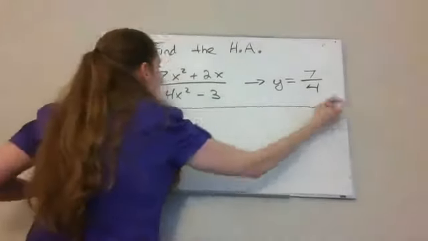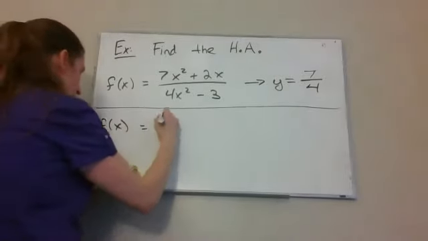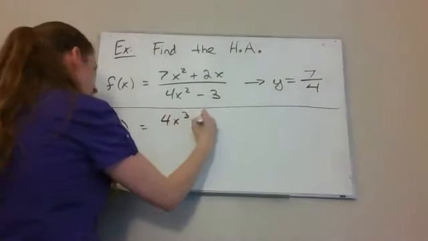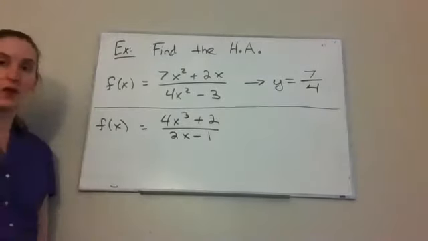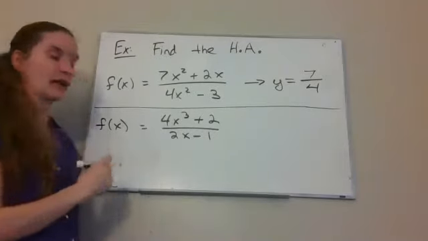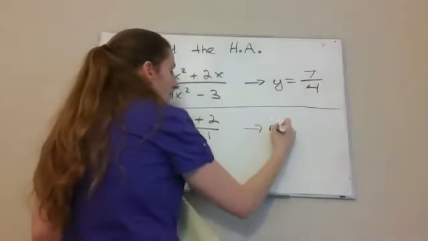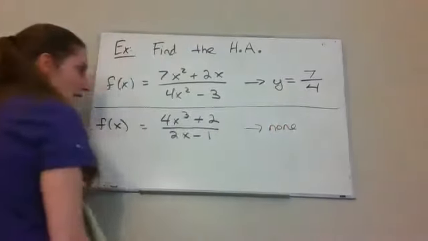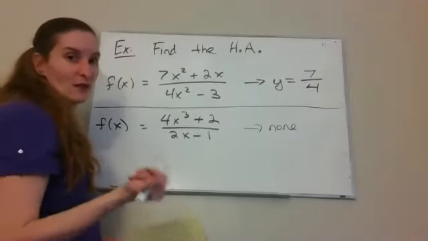All right, let's do another one. How about if f of x equals 4x to the third plus 2 over 2x minus 1? What are the horizontal asymptotes? Well, this time the degree of the numerator is bigger than the degree of the denominator. That means that there are no horizontal asymptotes. It goes towards either infinity or negative infinity the further out you go.